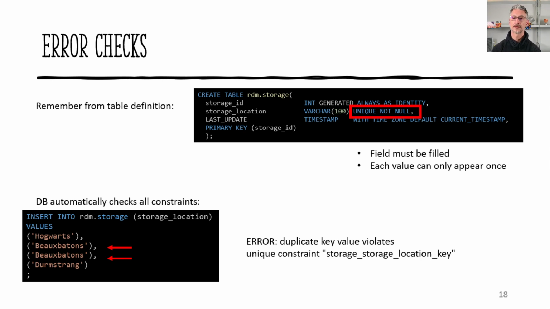And now the database can do its internal checks. Remember from the table definition, right? This field must be filled. Storage location, unique, not null. So each value can only appear once, and you would get an error message if you would try to add a storage location twice, or if you were to give a name as an empty string. So this is already seen here. The database now checks that we have the storage location twice on our list, and it will throw an error.